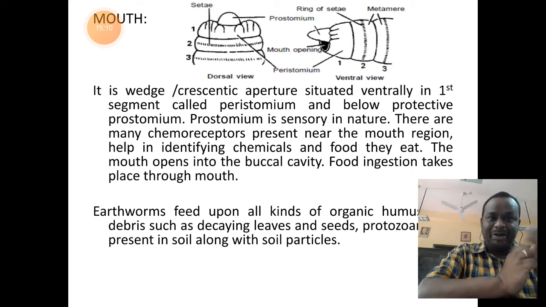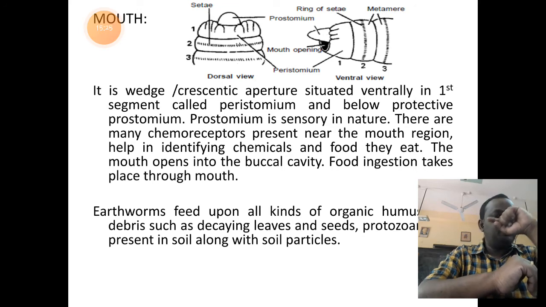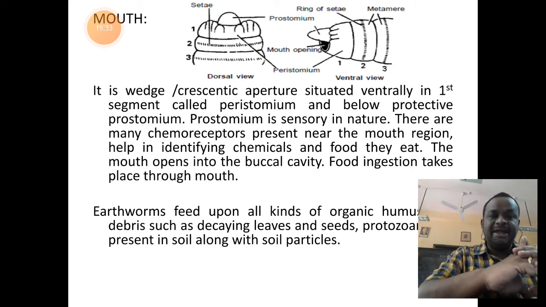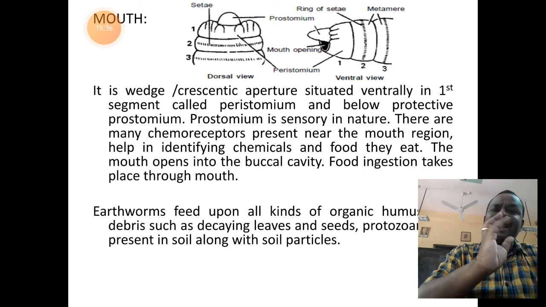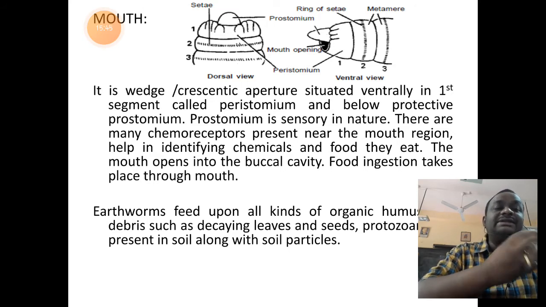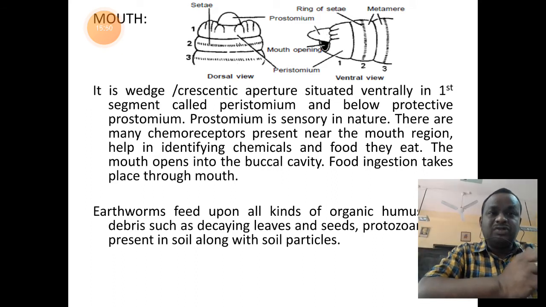When we look at the diagram above, the diagram towards the right side shows a black colored spot labeled as the mouth, and on top of it there is an extension like a beak which we call the prostomium, the structure that protects the mouth. The prostomium is very sensory in nature because there are many chemoreceptors, special structures sensitive to chemicals, in the area of the prostomium, very close to the mouth.